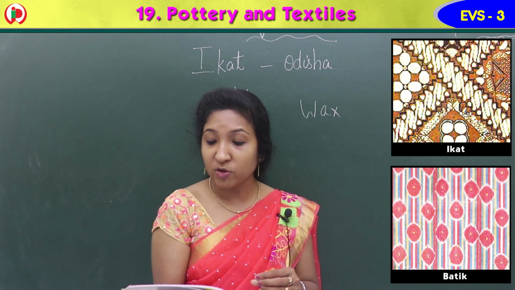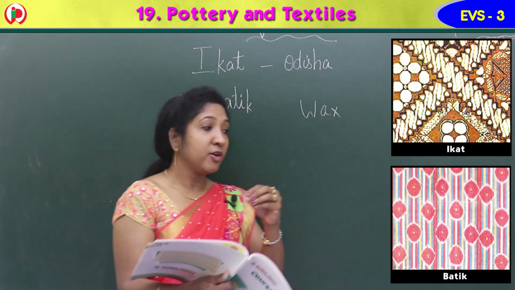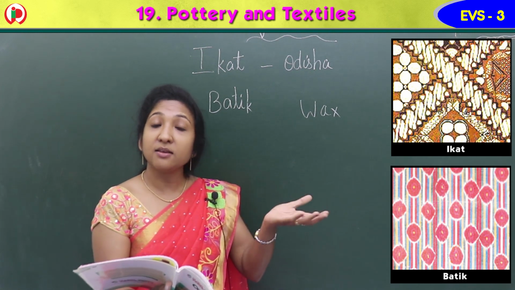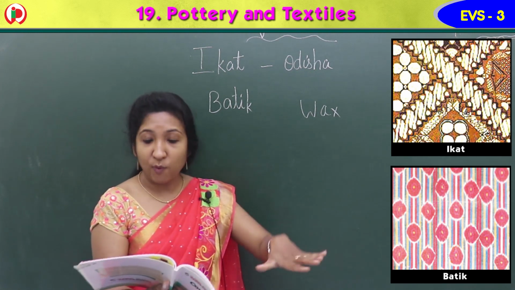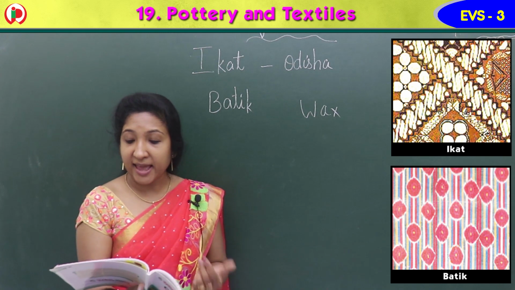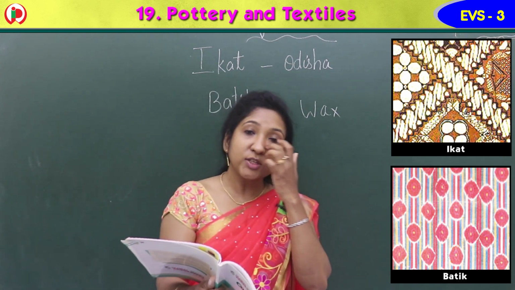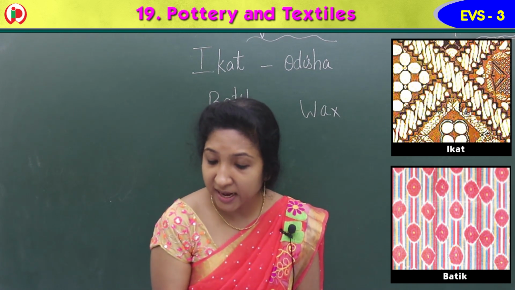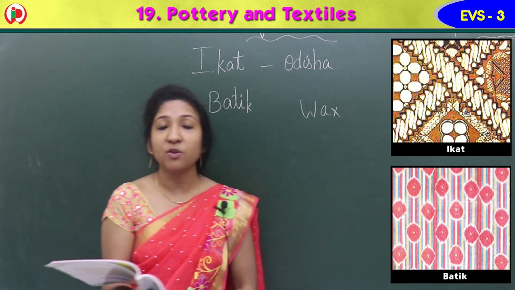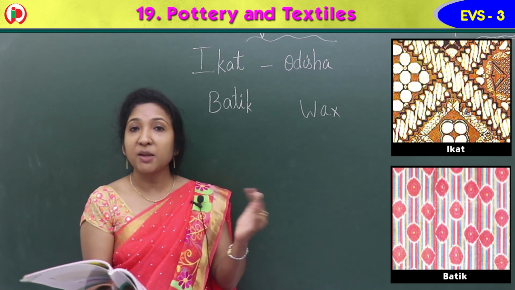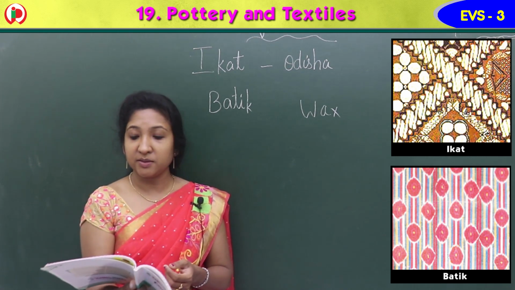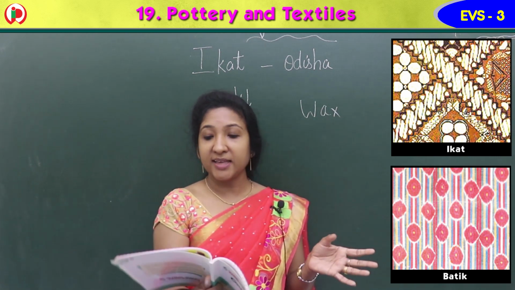So first they draw a design on a piece of cloth, then they spread wax over that design and allow it to cool. After cooling, before it is dipped in color, the wax is broken. Then they dip it into the color, and many colors are used in this method. So this is called batik design.